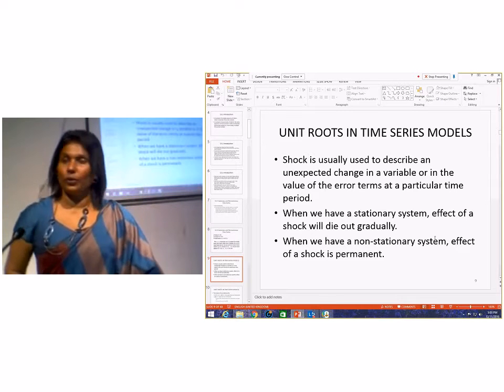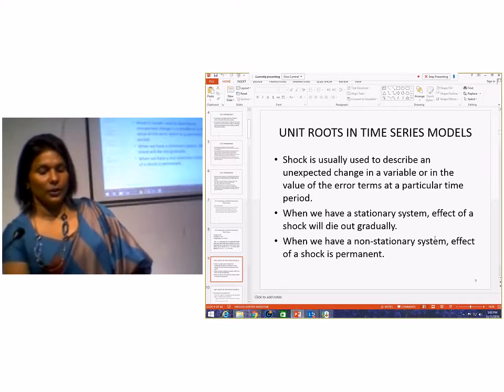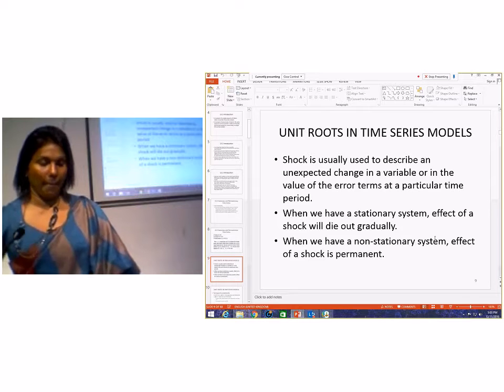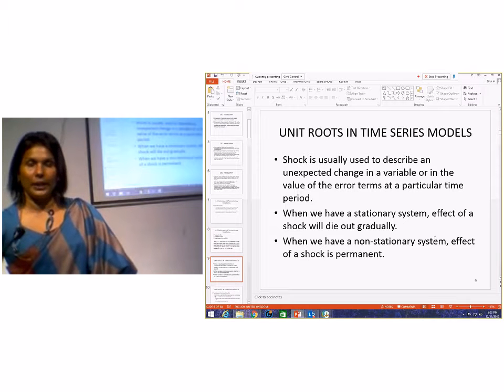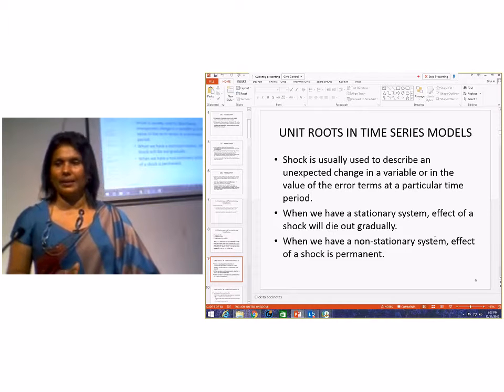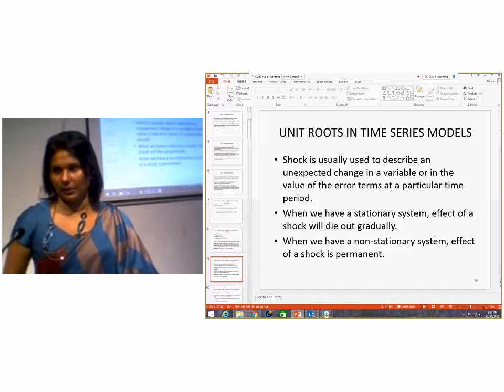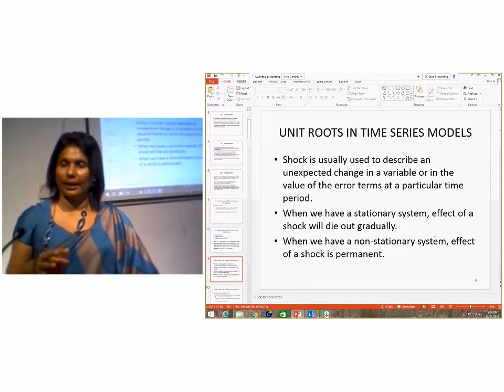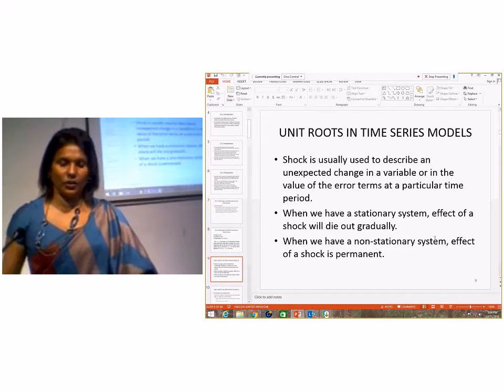Unit roots in time series models. Shocks are usually used to describe an unexpected change in a variable or in the value of the error term at a particular time period. In time series data, whenever the variable changes with time, the data series are not going on smoothly. Some shocks come, those unexpected changes, and then our data series change.